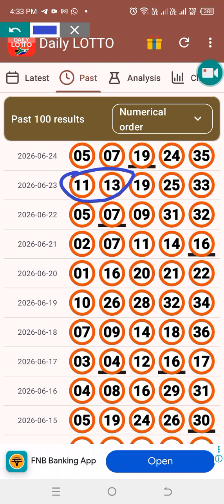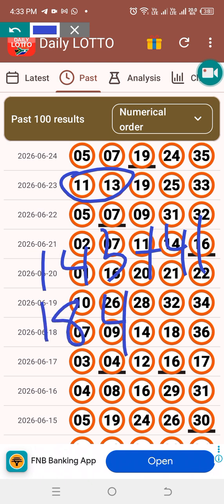11 times 13 is equal to 143. 143 plus 41 is equal to 184. Then you add all these numbers together, it is equal to 13. Then you can see we have 14, 18 as a pen number, because that is the smallest number here, and the 148. 14, 18, 148 was supposed to draw, but didn't come.